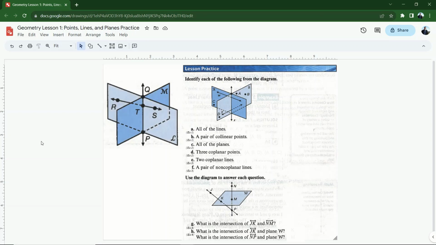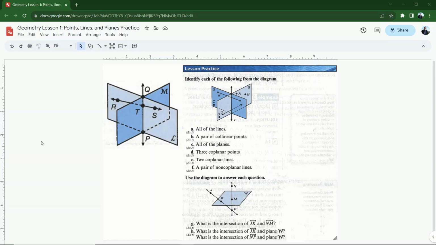Before we dive right into the practice, I want to point out something I mentioned earlier about two planes that intersect that maybe wasn't 100% clear. So I brought up this extra figure. Notice the figure in the upper left that has planes M and L intersecting. Where do they intersect? Well, two planes are going to intersect at a line. The line they intersect at is QTP. So I want you to focus on that line QTP.